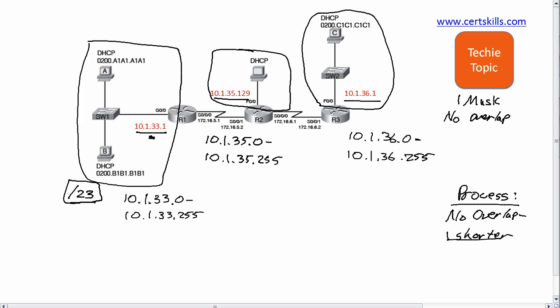Turns out with a /23 mask, 10.1.33.1 is in subnet 10.1.32.0, same broadcast address. Over in the middle subnet, the subnet number is 10.1.34.0, same broadcast address. And on the right, it's the same subnet ID of 36.0 with a broadcast of 37.255. Now, if you look at those three subnets, there's still no overlap between those ranges of numbers. So if you want to find the shortest prefix, one shorter again. So let's back it up to /22.